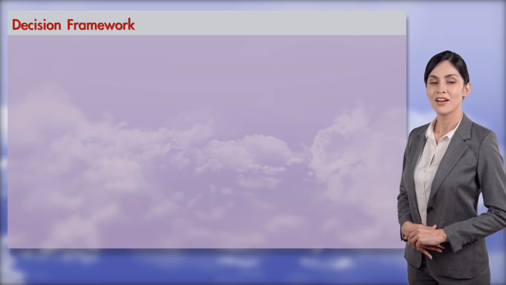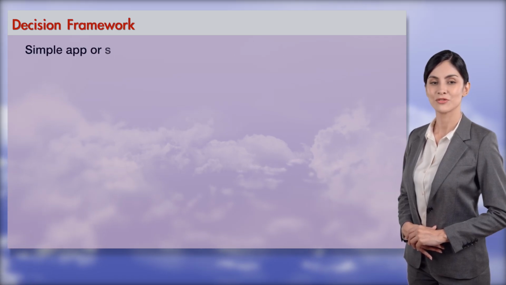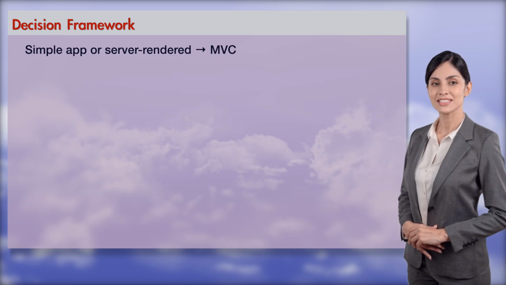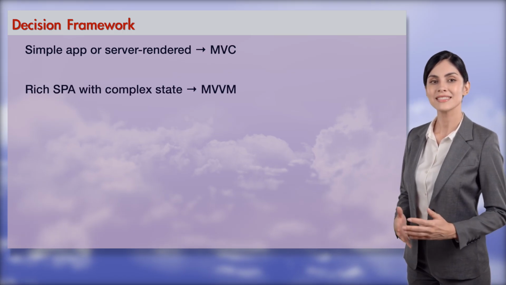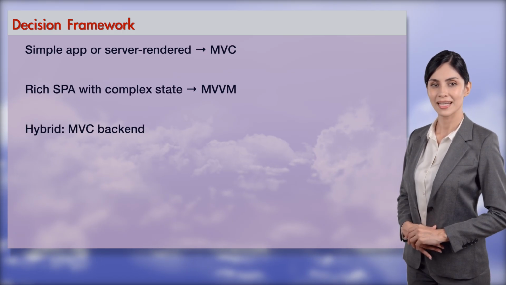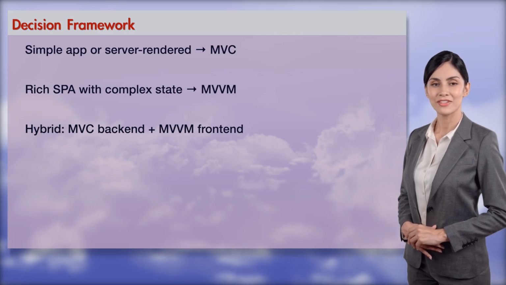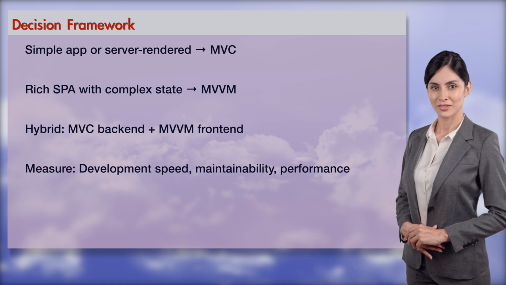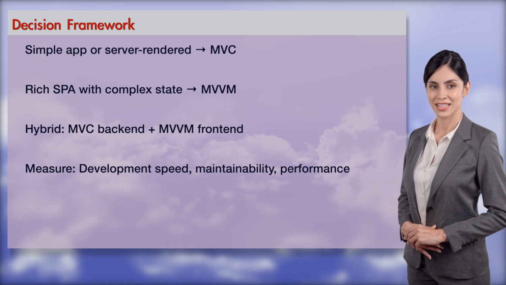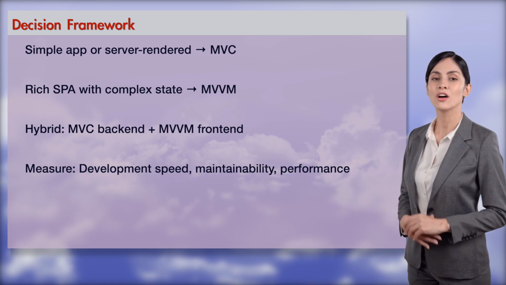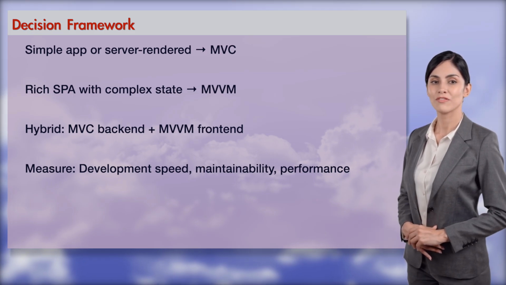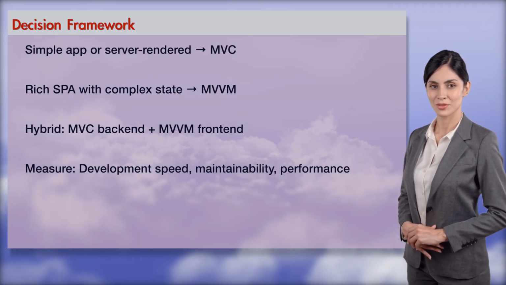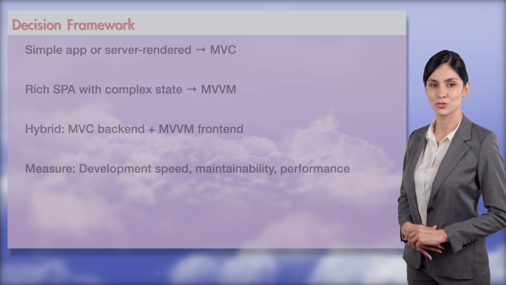Decision framework. For simple applications or strong server-rendered needs, classic MVC is often sufficient. For rich single-page applications with complex interactive state, MVVM, or modern component-based equivalents, is usually better. Hybrid approaches, MVC backend plus MVVM frontend, are very common. Always measure development speed, long-term maintainability, and actual performance when choosing.